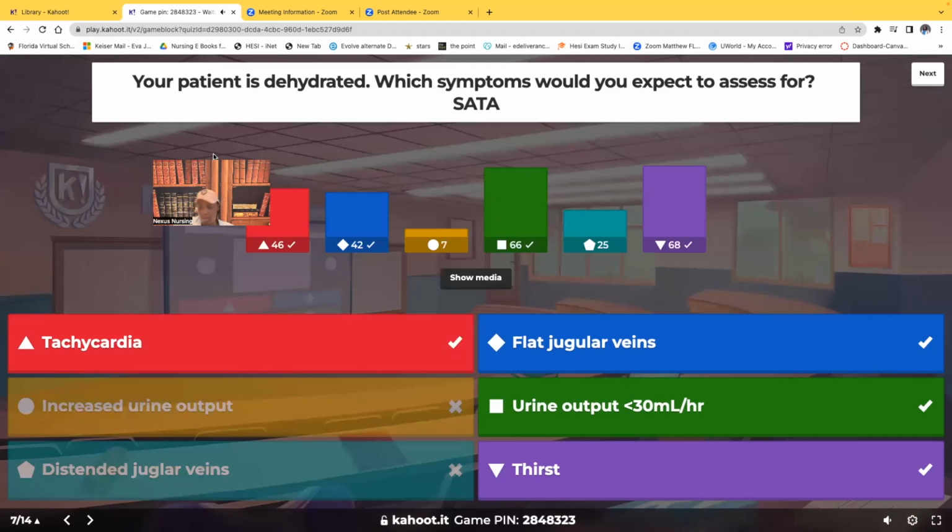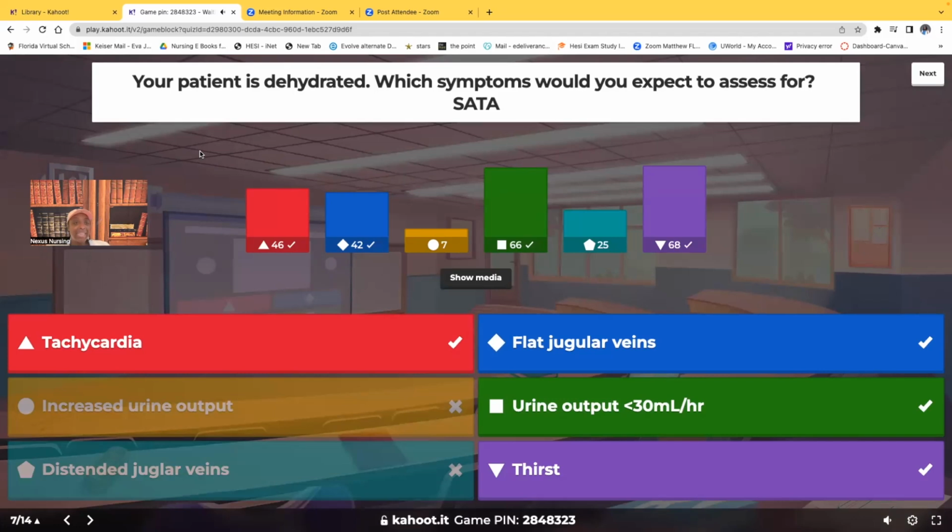All right, let's go through them one by one. Tachycardia, because your body is such an amazing design. Your body is going to try to survive no matter what. So your heart's going to try to compensate. You're dehydrated, perfusion's decreased, your heart rate is going to increase because it's going to try to push out fluids that your body's screaming for. That's why you're going to see the tachycardia.